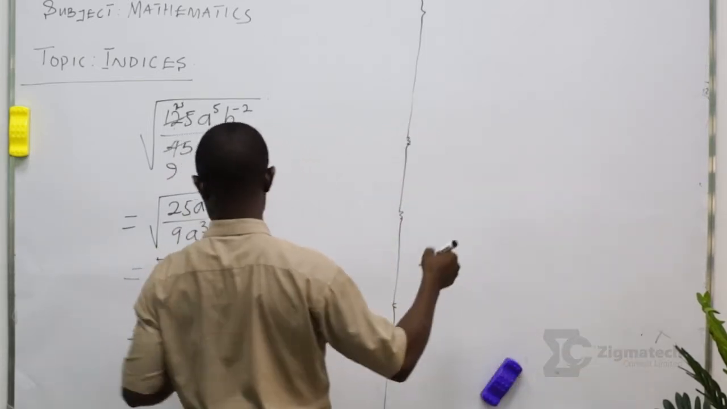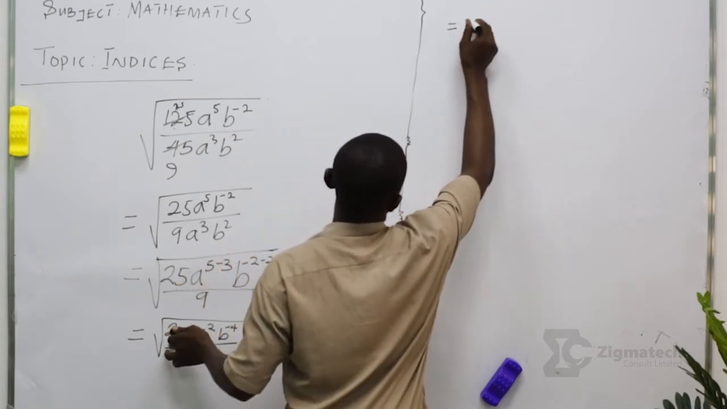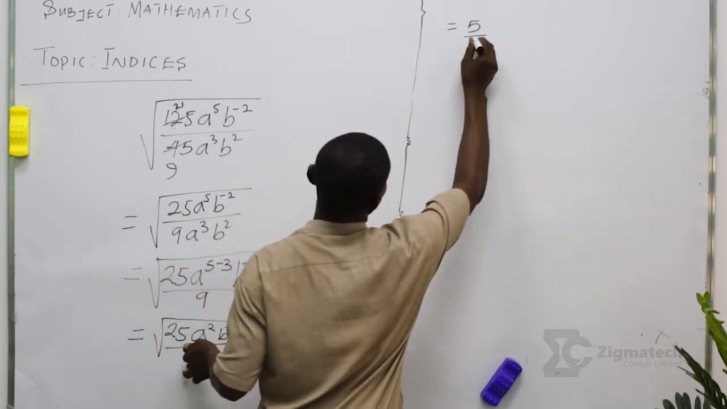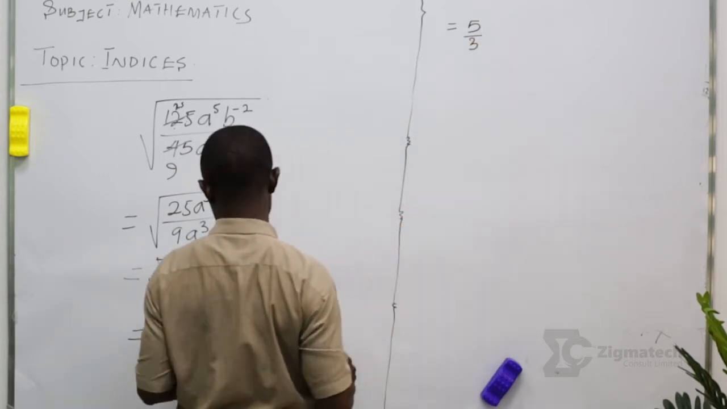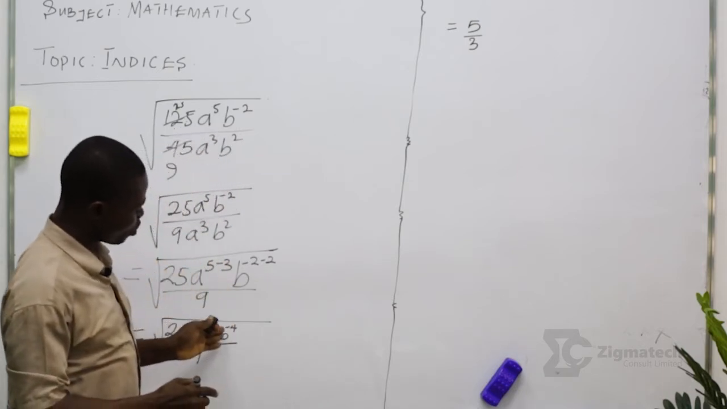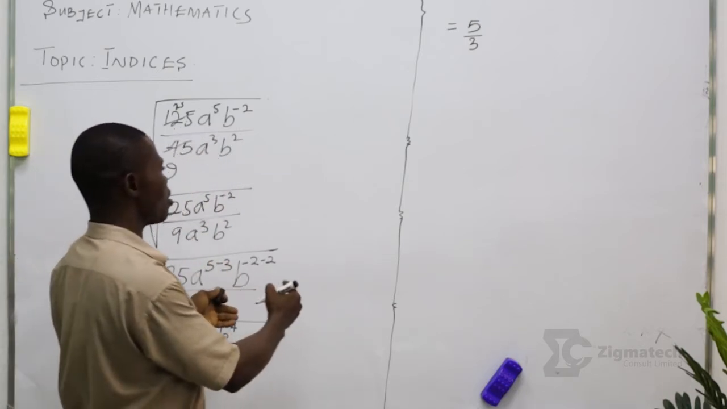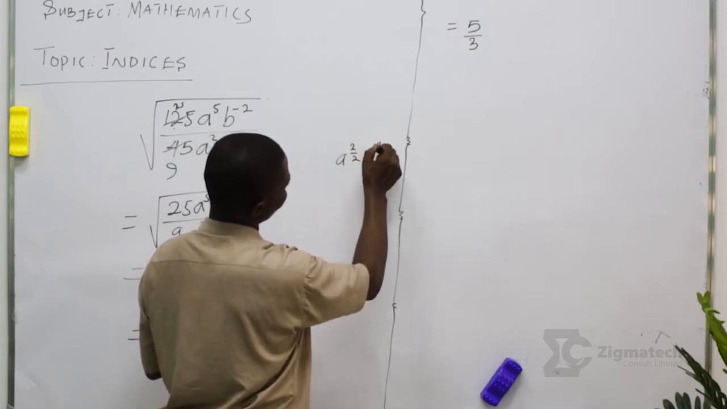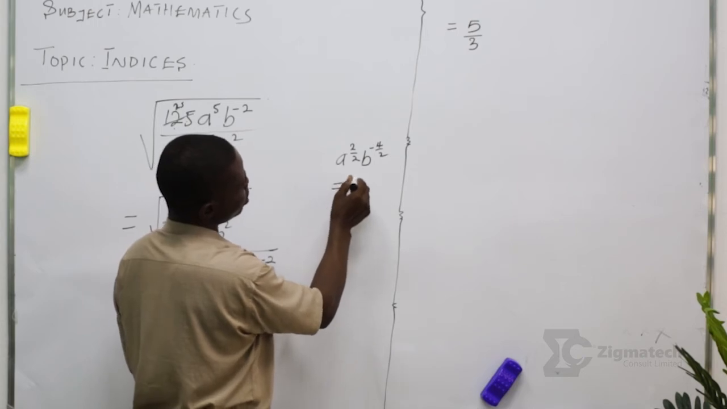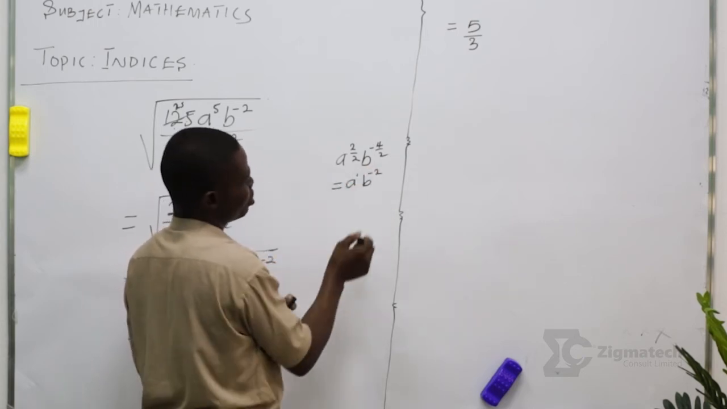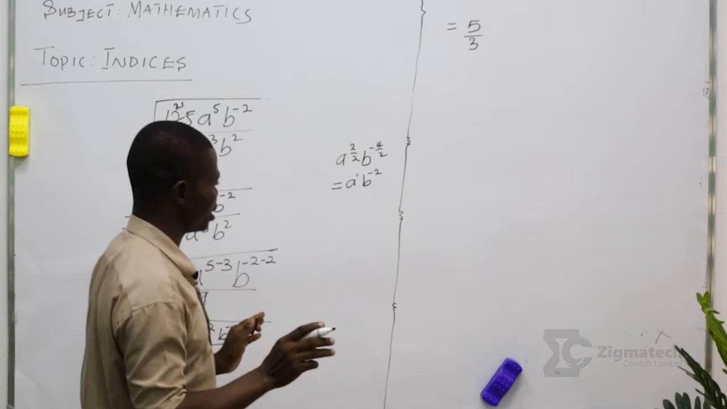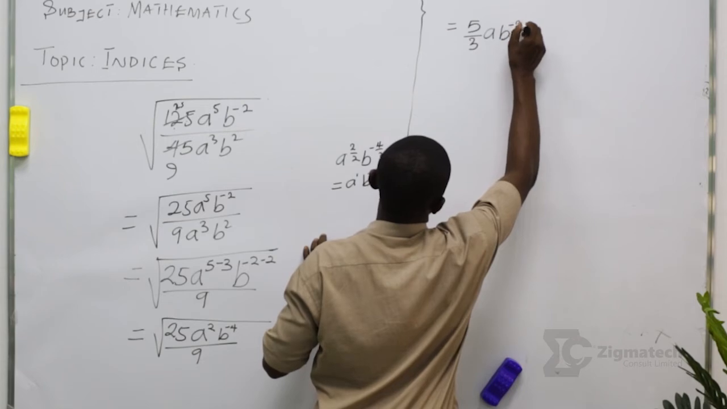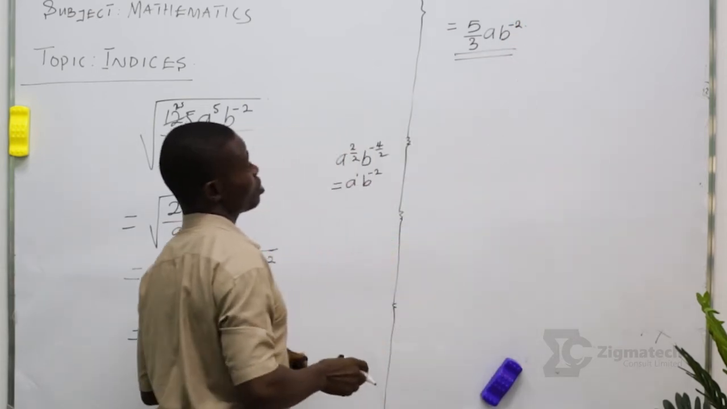Okay, you ask yourself, what is the square root of 25? The answer is 5, okay? The square root of 9, the answer is 3. What are we left with? We are left with a square and b raised to the power minus 4. The square root of power is simply dividing the power by 2. Okay, so what is going on here? It gives us a to the power 1, b raised to the power minus 2. Recall, we don't have anything like a to the power 1 in maths, just a. So we'll have a, b to the power minus 2. This can serve as your solution if you wish.